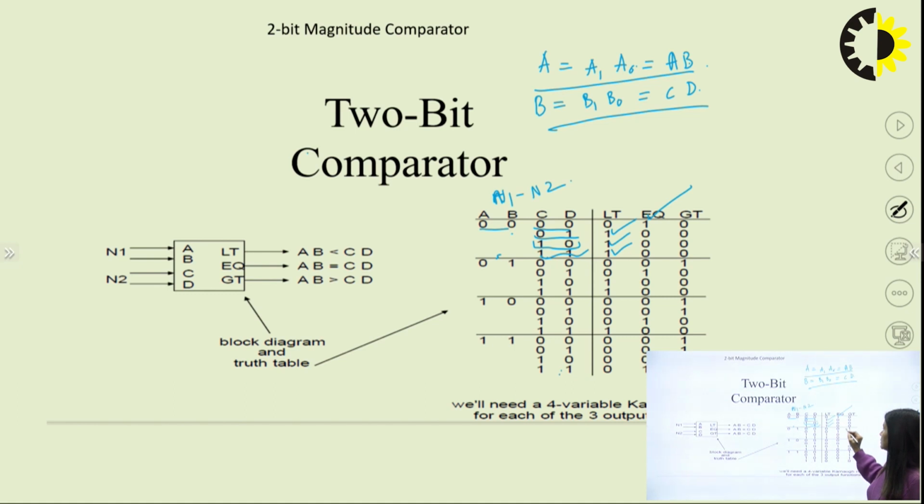For 0 1, this is high, this is equal, this is less, less. For this one, 1 0, 1 0, this is equal and this is greater than. So this will be high. For this one, only this is equal to, otherwise all are less. So I can write my truth table for the 2-bit magnitude comparator.